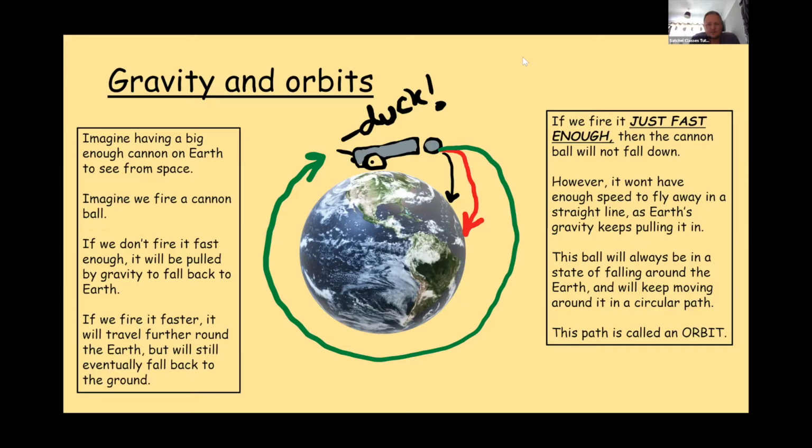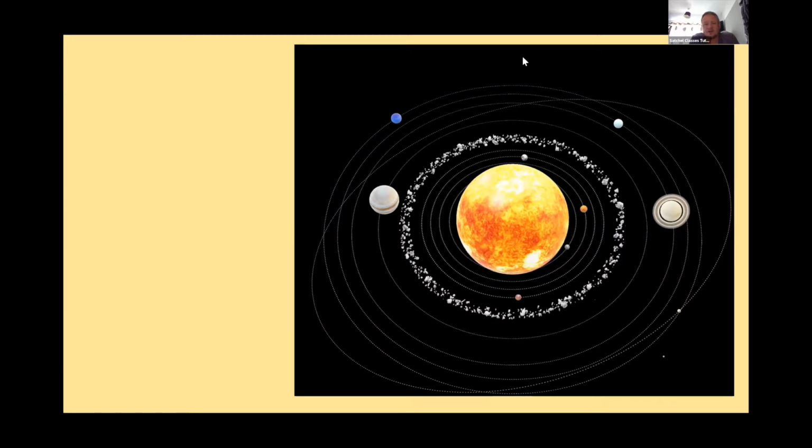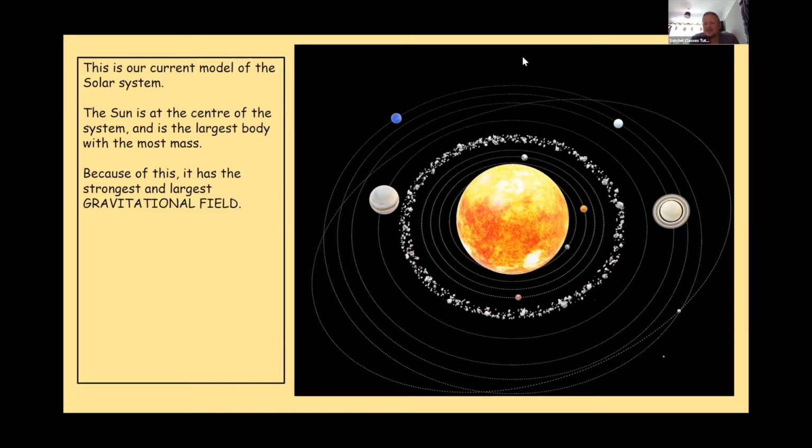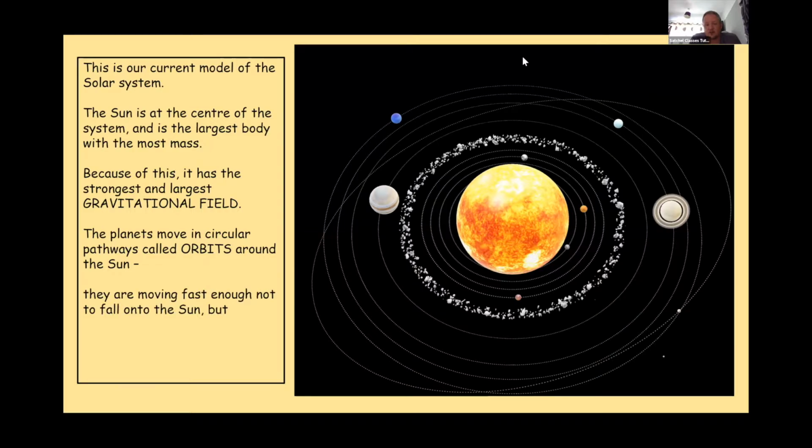Here's our solar system. It's the classic model that we all have seen at some point in our lives. The sun is at the centre of the system and is the largest body, with the planets moving in circular, and not even necessarily circular, but elliptical pathways called orbits around the sun. They're moving fast enough to not fall into the sun, but they're not moving fast enough to fly away. The sun's gravity is constantly pulling at them that little bit to make them go round.